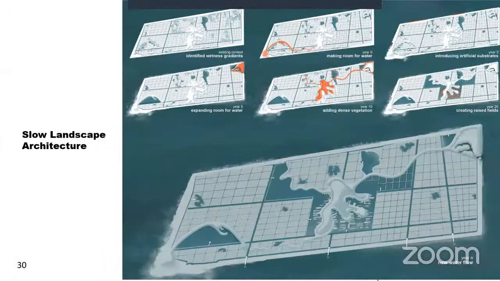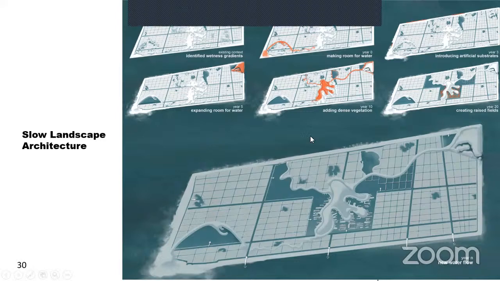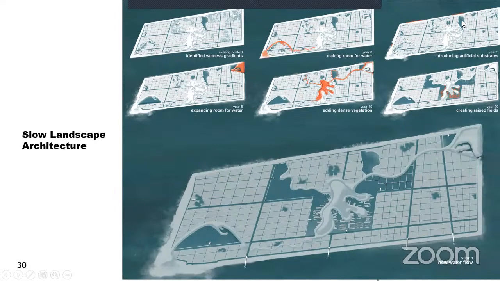And then the question was how to bring about this change gradually. So this would be done over a period of 20 to 30 years, gradually manipulating these wetness gradients to bring more space for water. So by the end of 20 to 30 years, the new space for water would be enough to compensate for the flooding episodes.